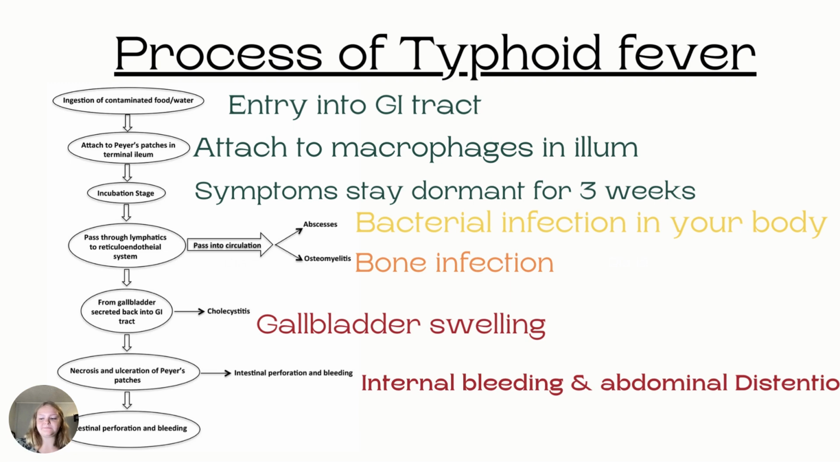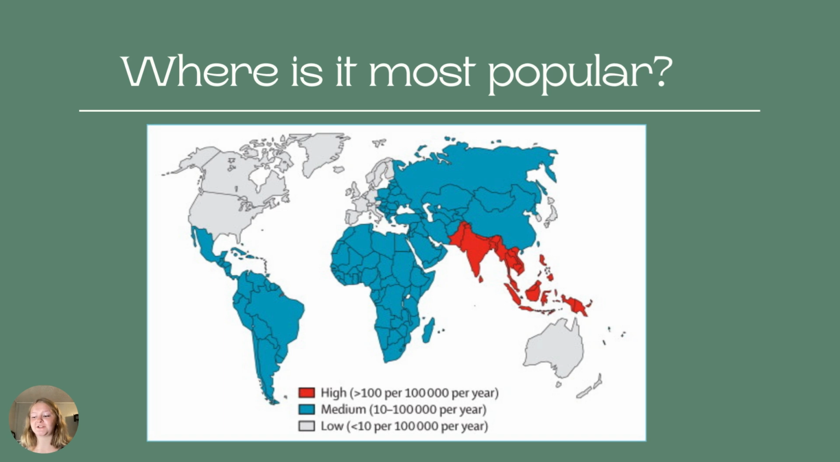So you just will not be symptomatic, and then all of a sudden you'll get this bacterial infection. You'll start having symptoms. You'll start having the fever. You'll start having the rash, and eventually, if you just don't get it taken care of, it can lead to a bone infection, and then from that, it can lead to your gallbladder swelling, and lastly, it can cause internal bleeding and abdominal distension, which is pretty bad.